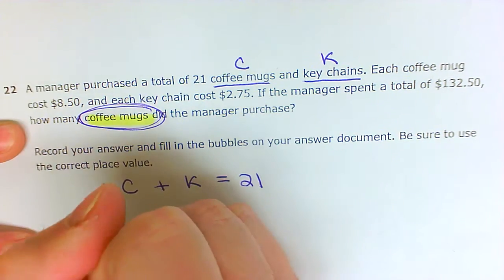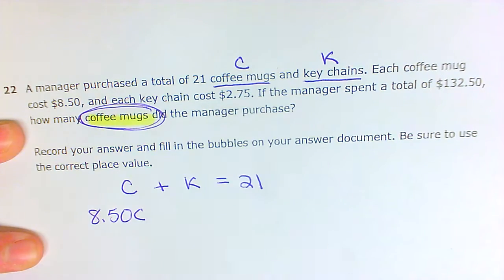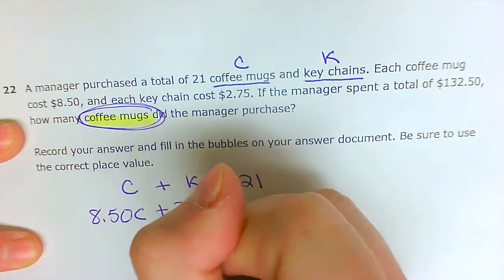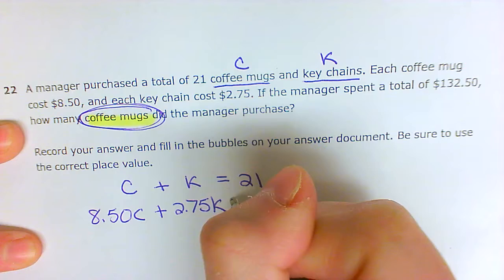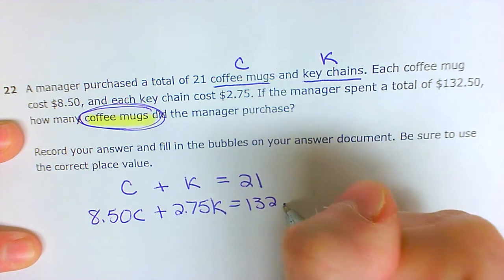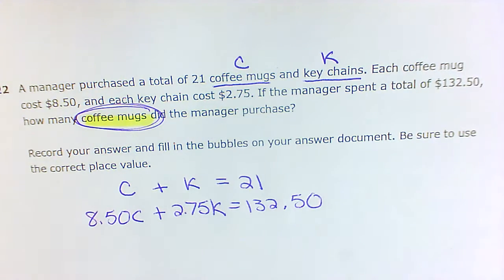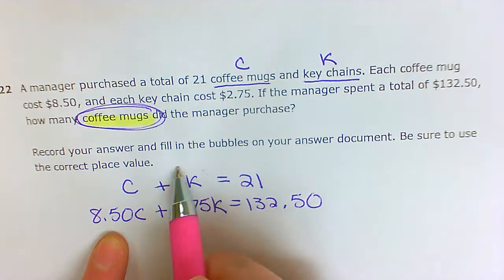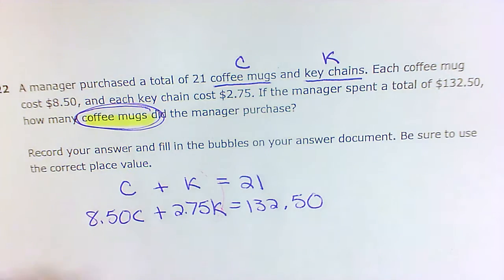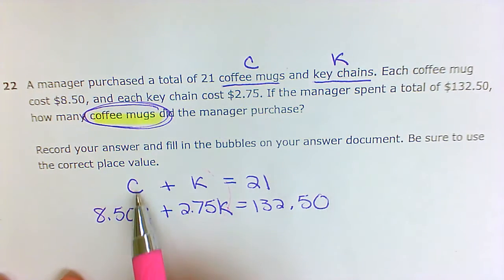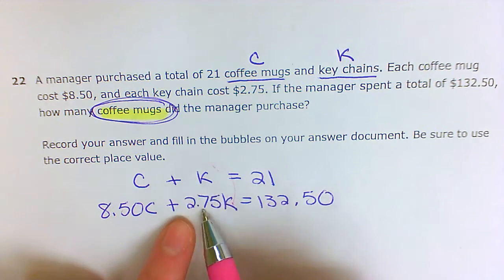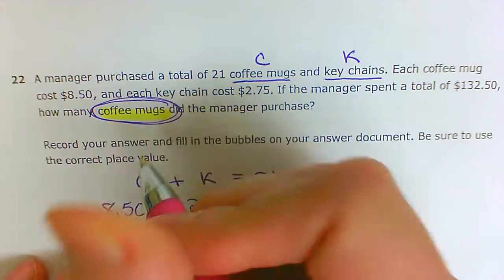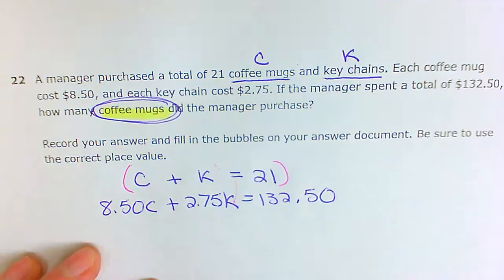So I've got $8.50 for each coffee mug plus $2.75 for each keychain, and this equals $132.50. Now, since we are trying to find the coffee mugs, we are trying to find C, it makes the most sense to eliminate my K values. And when you're trying to figure out elimination, and the reason I'm going with elimination, everything is all lined up, okay, I look at my smaller number. My smaller number is 1K.